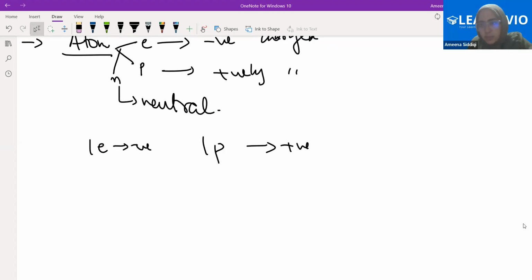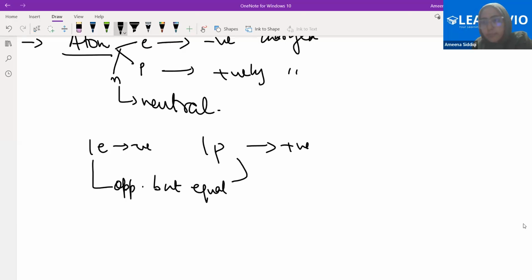Is there any relationship between the charges of one electron and one proton? Yes. The charges of one electron and one proton are opposite but equal. You understand this? Good. Now coming on to the next point.